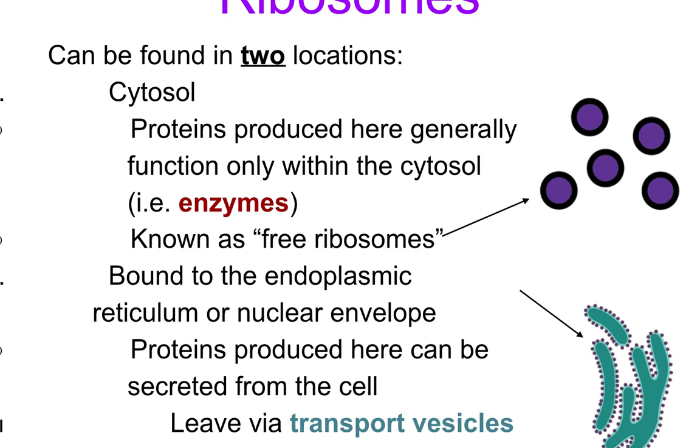Ribosomes can be found in two locations. The cytosol, that's where proteins produced here generally function within the cytosol like enzymes. We call these also free ribosomes. They're also bound to the endoplasmic reticulum or nuclear envelope. These proteins produced here can be secreted from the cell and usually will leave in this transport vesicle system.